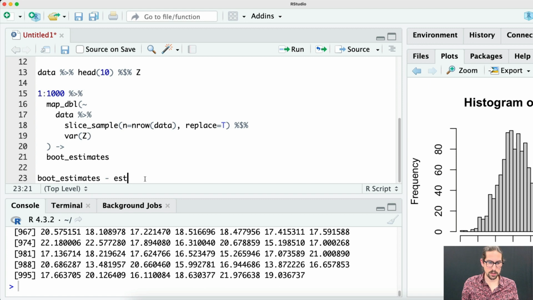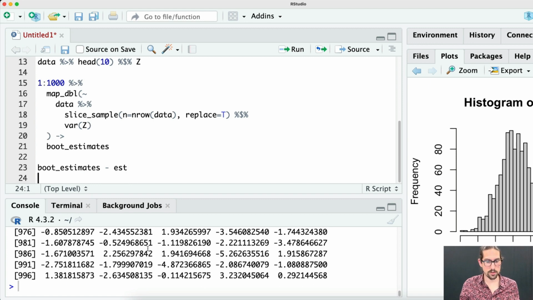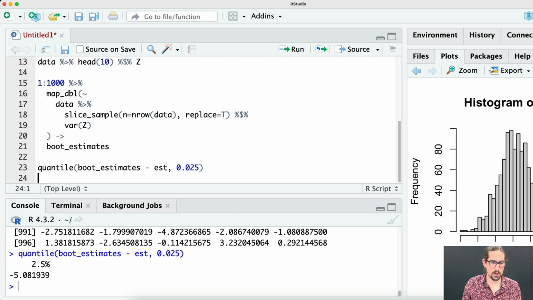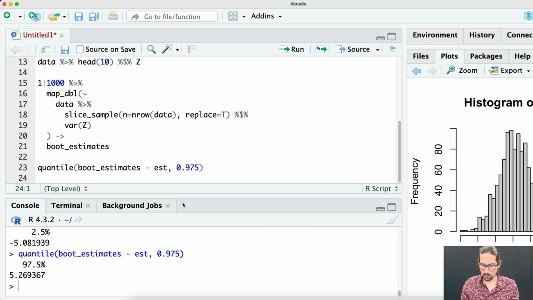So this is my sampling distribution of the errors, so-called errors. And then I need certain quantiles of that. So in R, we can do that with the quantile function. Okay, so this is the 2.5 percentile. And then we can also do the 97.5 percentile.